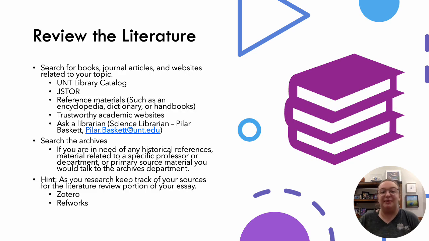And then we review the literature. This is a very important step. So this is when we search for books, journal articles, and websites related to your topic. You can look at this a few different places. You can look at the UNT Library Catalog. You can look at JSTOR. You can look at reference materials. This is things like encyclopedias, dictionaries, handbooks.